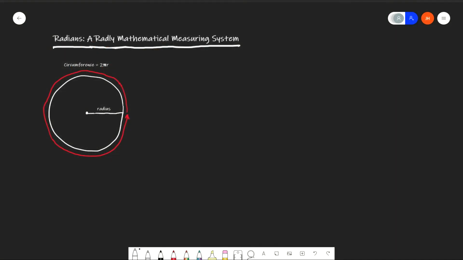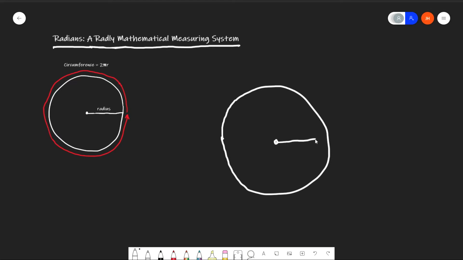So while we've been looking at revolutions and angles and angle measurement, it's going to be a pretty natural transition for us to start looking more at circles, right? So what I want to remind you guys is a circle has a circumference which is equal to 2 pi times its radius, right? So if I look at our unit circle, for example, our unit circle has a radius which is equal to 1 unit.